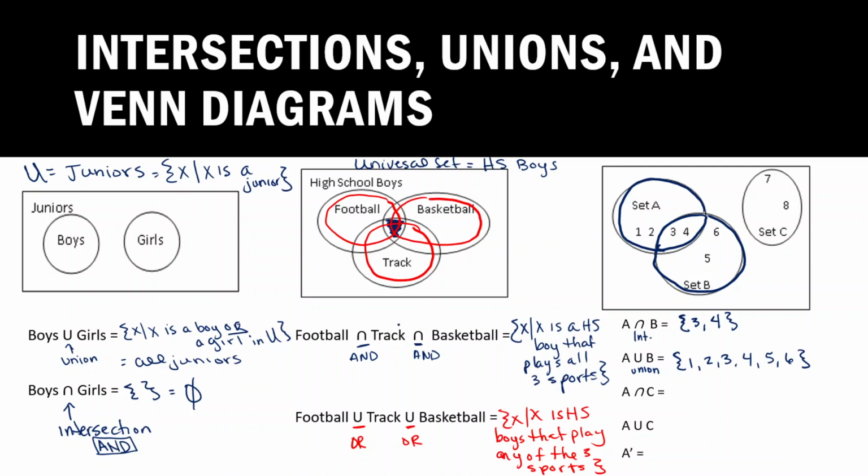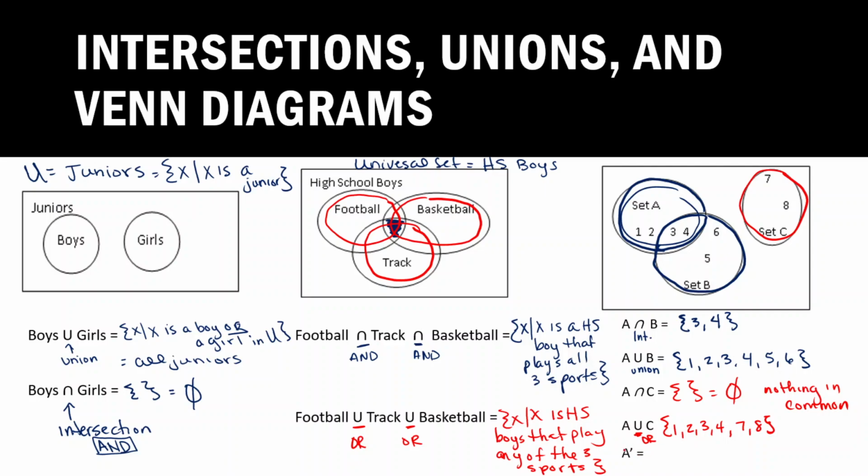Okay? A intersects C. Notice A and C have no intersection. So this is the empty set. There's nothing in common. Okay? All right, if I want to join, this is an or statement, A or C. If I want to take A or C, that means I'm going to list everything in A and I'm going to list everything in C. And I'm going to put them together.